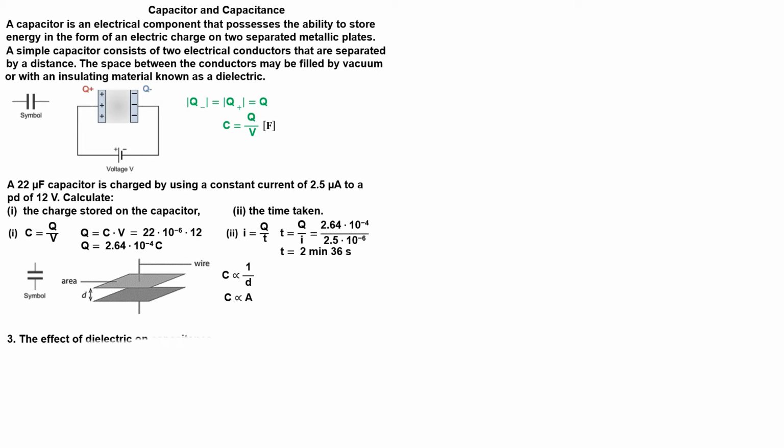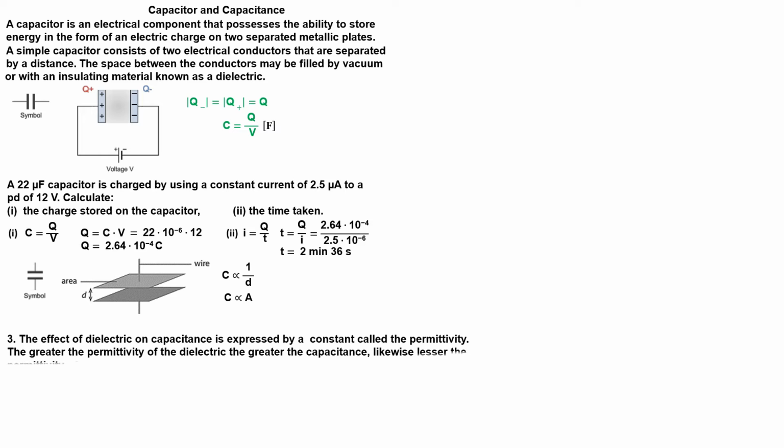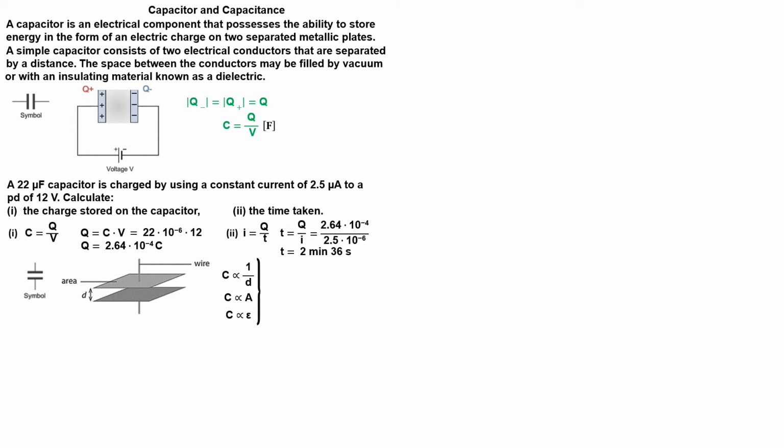The effect of dielectric on capacitance is expressed by a constant called the permittivity. The greater the permittivity of the dielectric, the greater the capacitance. Likewise, the lesser the permittivity of the dielectric, the lesser the capacitance. These three factors which affect the capacitance of a parallel plate capacitor can be expressed as the parallel plate capacitor formula as follows.